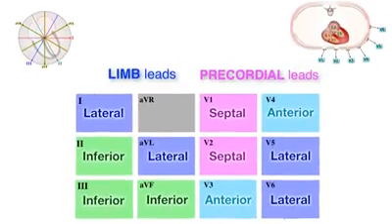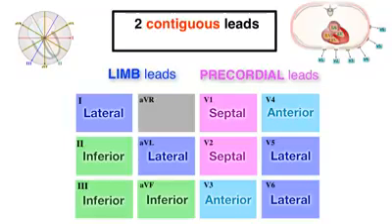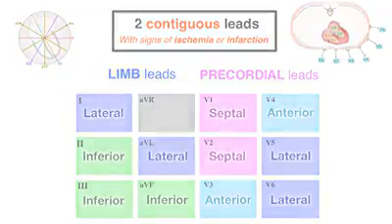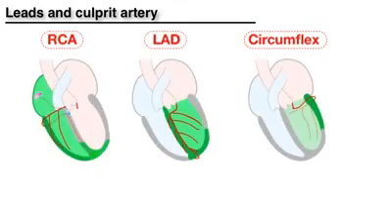Of note, in order to diagnose ischemia or infarction on EKG, at least 2 leads of one territory must show signs of ischemia or infarction. Finally, let's match the leads with the corresponding coronary artery. Take a moment to pause the video, and with what you learned in this video and the last, match the following coronary arteries with the appropriate leads.